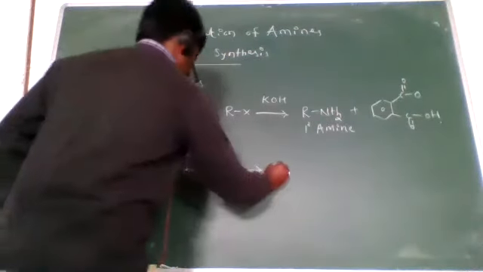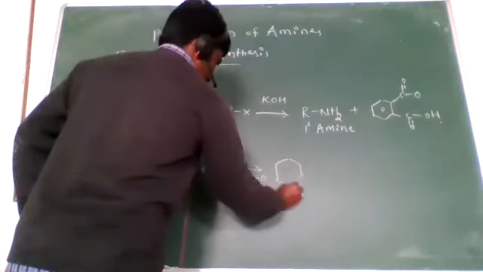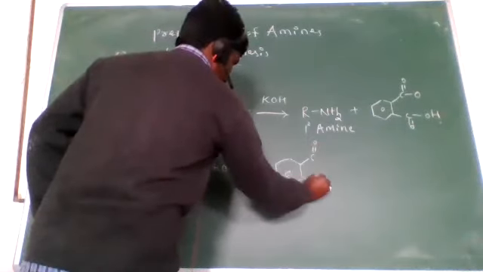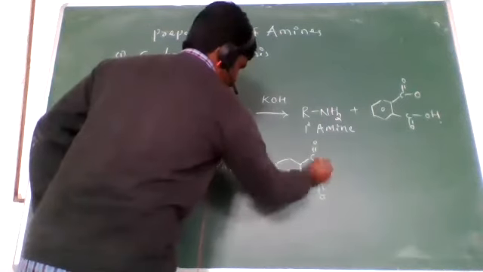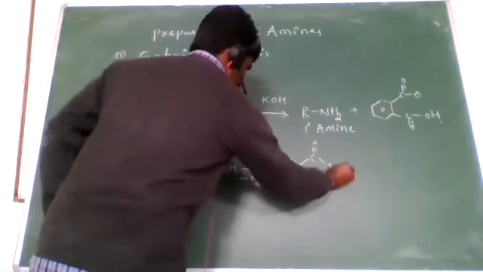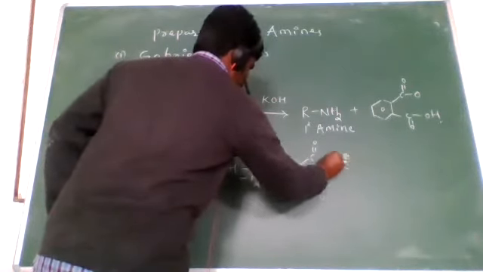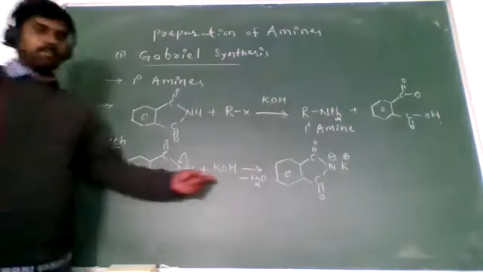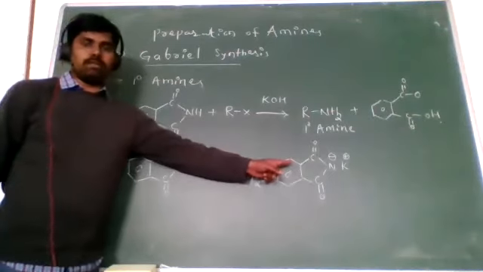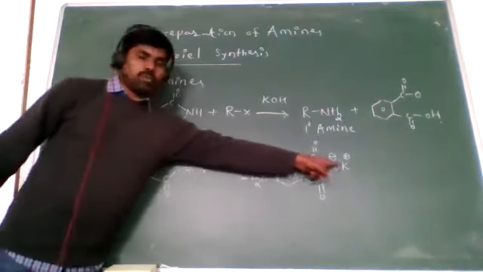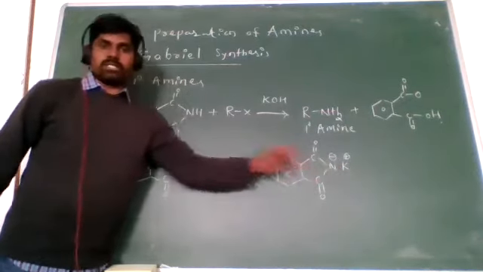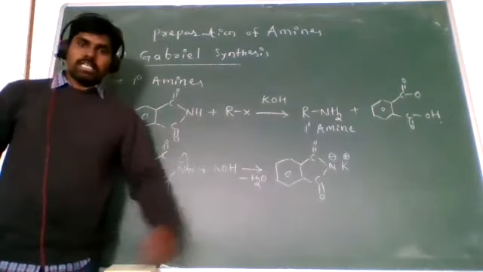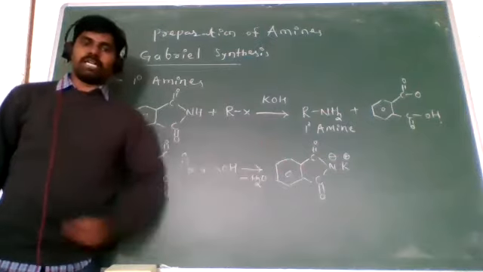And what will remain here? The benzene, C double bond O, this is also C double bond O, N, K. K is the plus, N is the minus. So that name is potassium phthalimide. Here is a potassium now. When it reacts with potassium hydroxide, it forms potassium phthalimide.